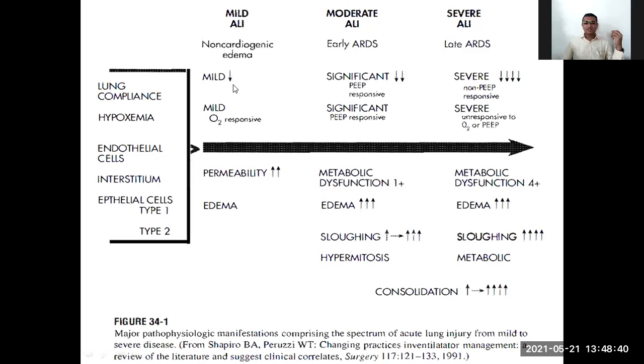Isn't it? Yes. So lung compliance will be very mildly affected in mild, significantly increased in moderate, early ARDS, and in very severe, late ARDS, lung compliance will be severely decreased and non-PEEP responsive. Can anyone tell me what is PEEP? Anyone? Can anyone tell me what is PEEP?